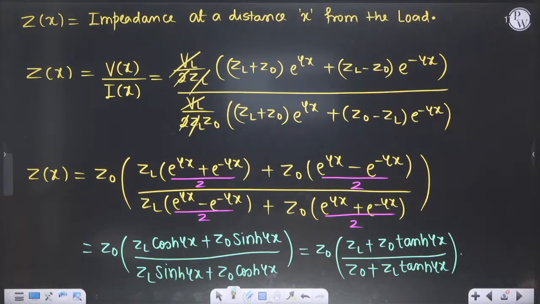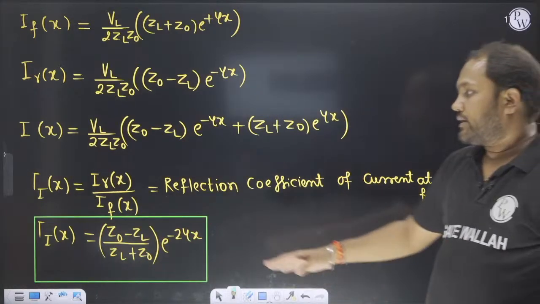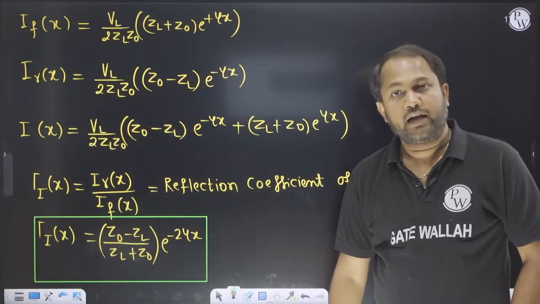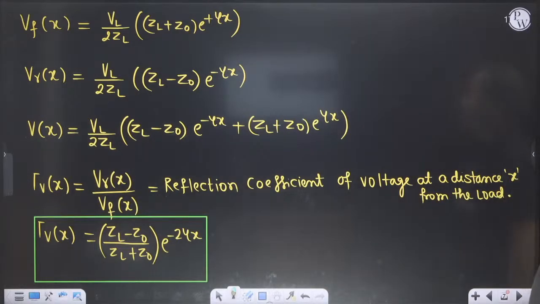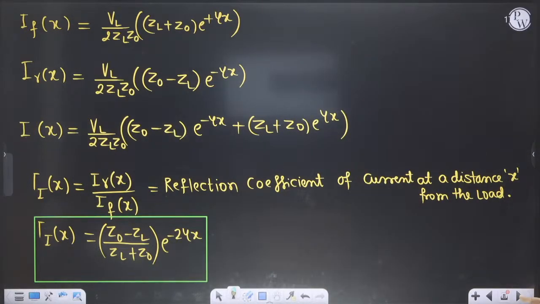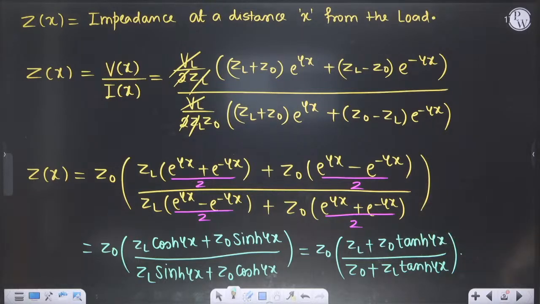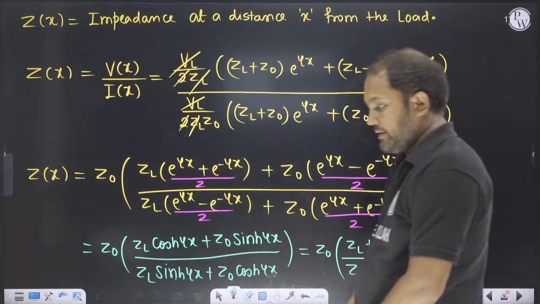So what have we derived? We have derived the reflection coefficient of current at a distance x from the load. We have derived the reflection coefficient of voltage at a distance x from the load, and we have derived the impedance at a distance x from the load. So all these things we have derived right now.